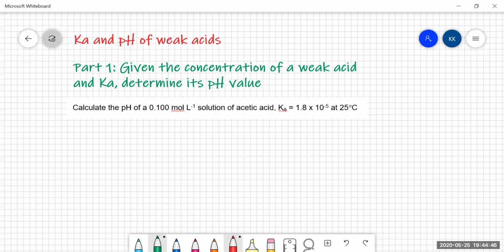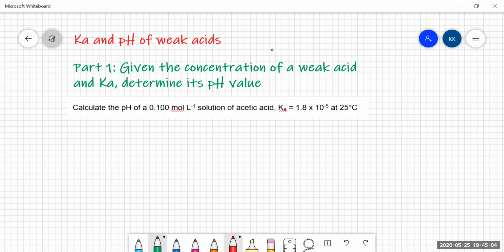We're going to talk about how you calculate the pH of weak acids. This is definitely one for the whiteboard, so let's get started. This is going to be part one of the relationship between Ka and the pH of weak acids, and this deals with when you're given the concentration of a weak acid and its Ka value, how you determine its pH value.